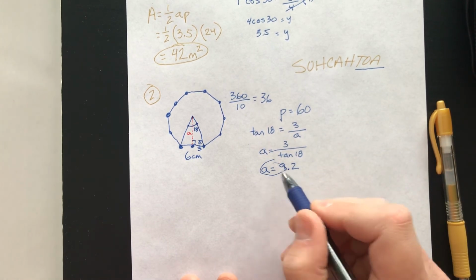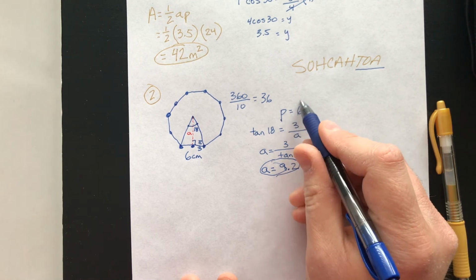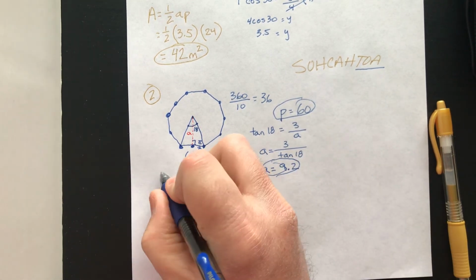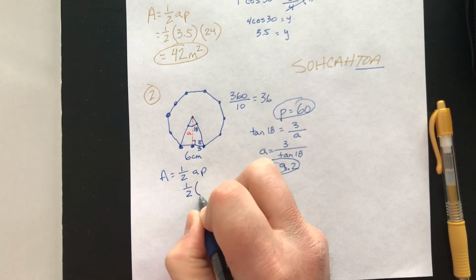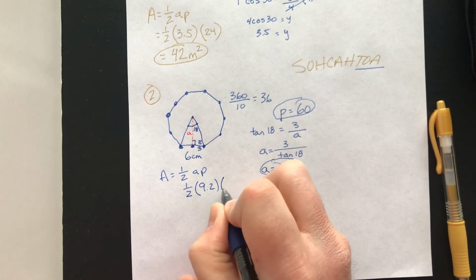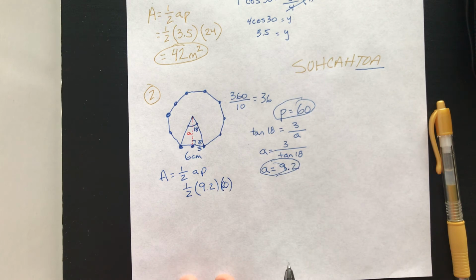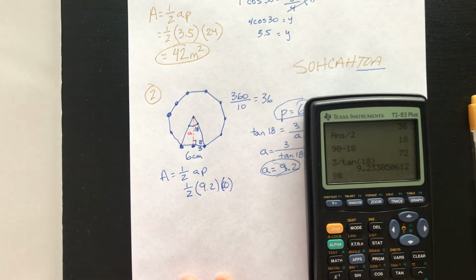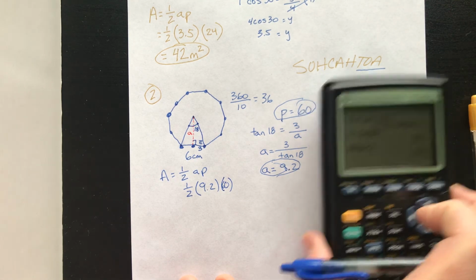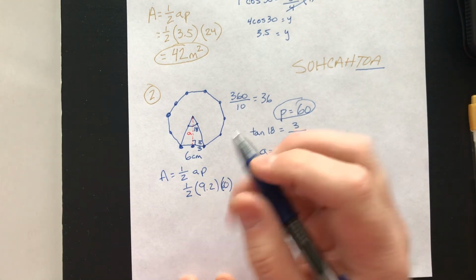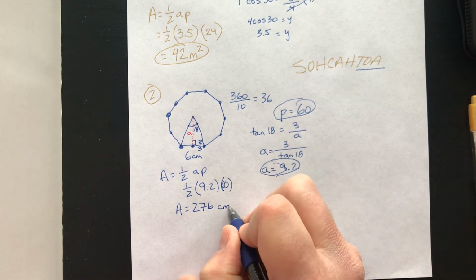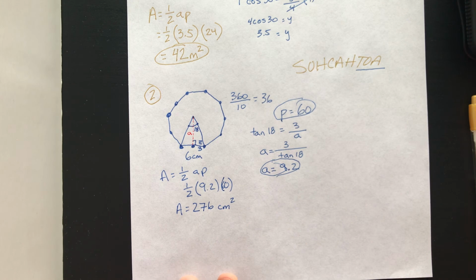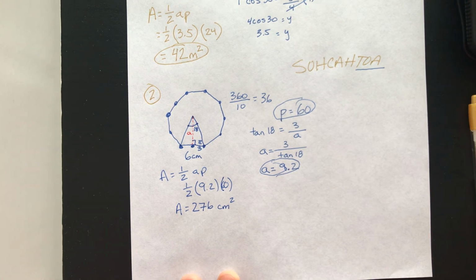So I have my A, I have my perimeter. Area is equal to 1/2 AP. So 1/2, my A is 9.2, my perimeter is 60. Go to my trusty calculator, 9.2 times 60, and then divide that by 2, I get 276. So the area is equal to 276 centimeters squared. So there's a couple problems using trig.